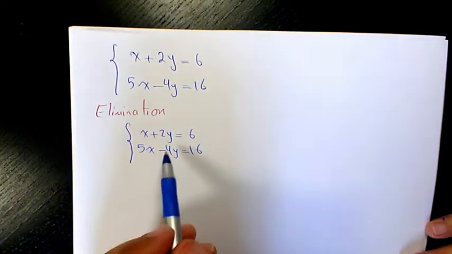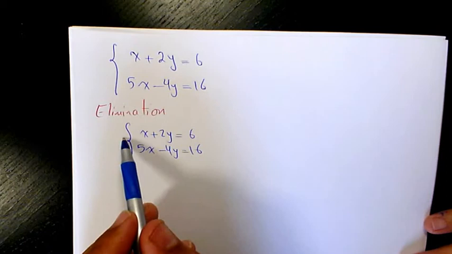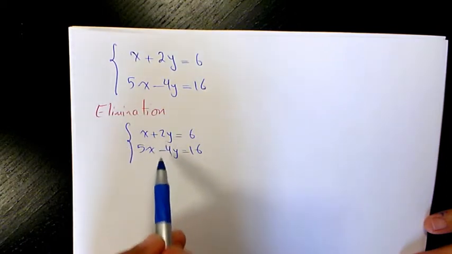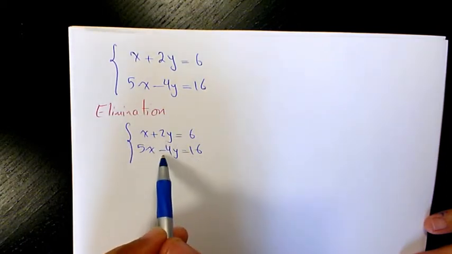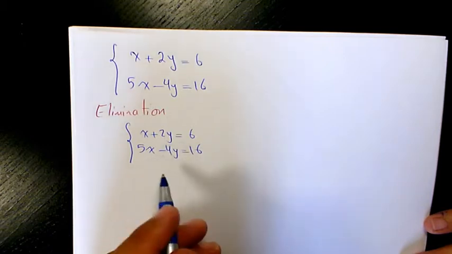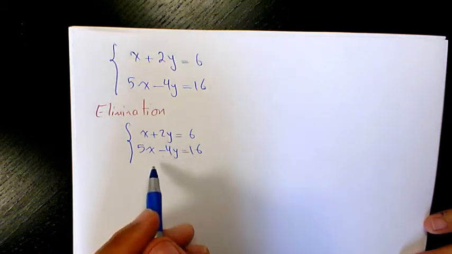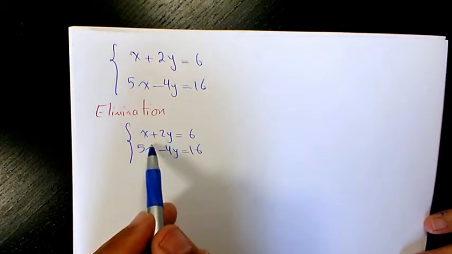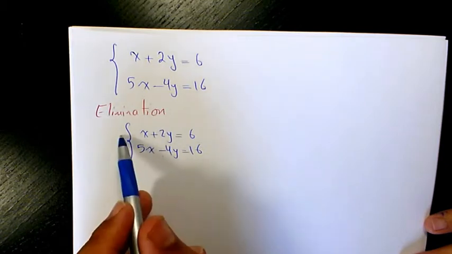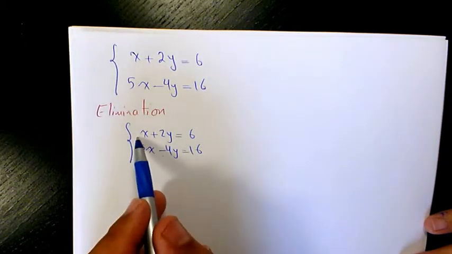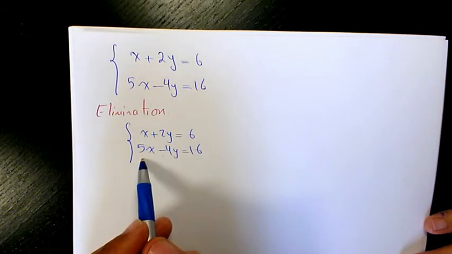So if I want to eliminate y, I need to multiply the first equation by 2. So it's going to be 4y, and this one is negative 4y. When you add them, it's going to be 0. So by using that, we can eliminate y. On the other side, if you want to eliminate x, you need to multiply the first equation by negative 5. So it's going to be negative 5x plus 5x, which is 0. So you eliminated x.